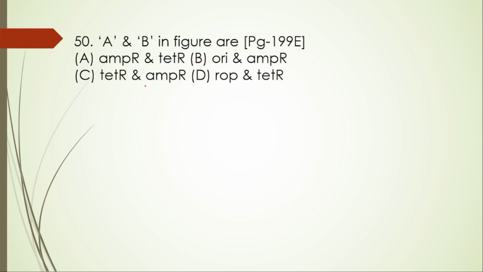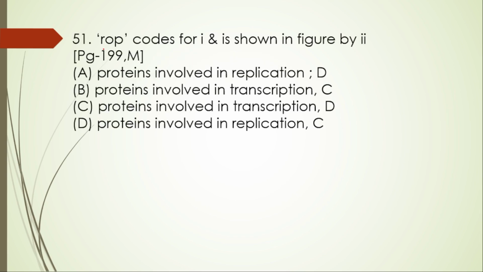Next, 50th question. A and B in the figure are ampicillin and tetracycline. So the right option is option A itself. 51. ROP codes for, and is shown in the figure by 2, isn't it? So here the right option will be protein involved in the replication. So this one itself is the right one, D.